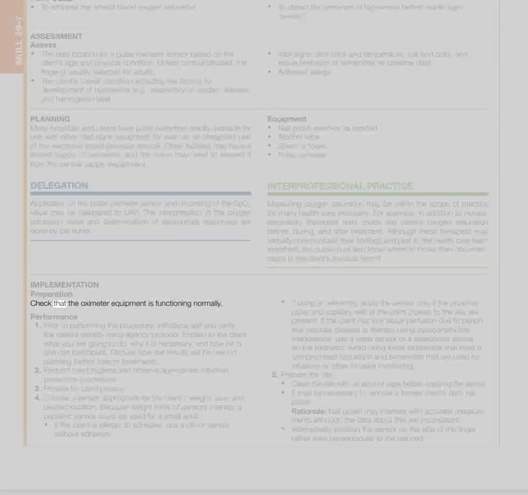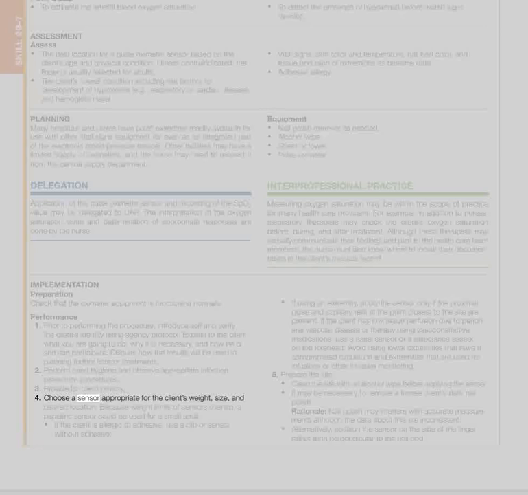Implementation preparation: check that the oximeter equipment is functioning normally. Performance. 1. Prior to performing the procedure, introduce self and verify the client's identity using agency protocol. Explain to the client what you are going to do, why it is necessary, and how he or she can participate. Discuss how the results will be used in planning further care or treatments. 2. Perform hand hygiene and observe appropriate infection prevention procedures. 3. Provide for client privacy.